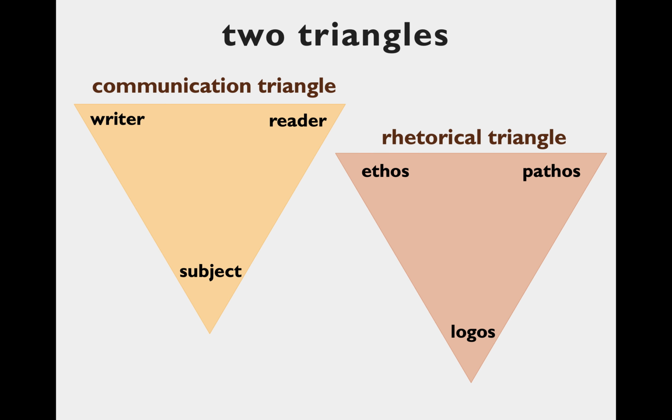Very briefly, let's look at the one on the right, the rhetorical triangle. Recall that Aristotle's definition of rhetoric was finding the best available means of persuasion for a given situation. We have three strategies or methods for persuading our audience. These are ethos, pathos, and logos. An argument might be based in any combination of these three.